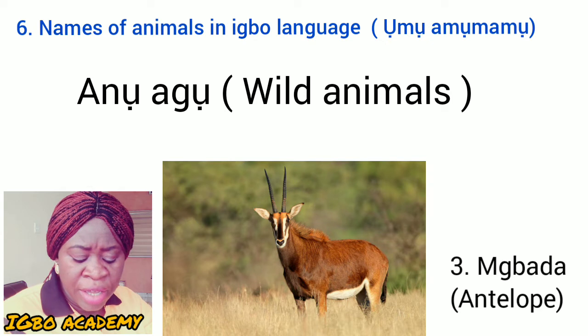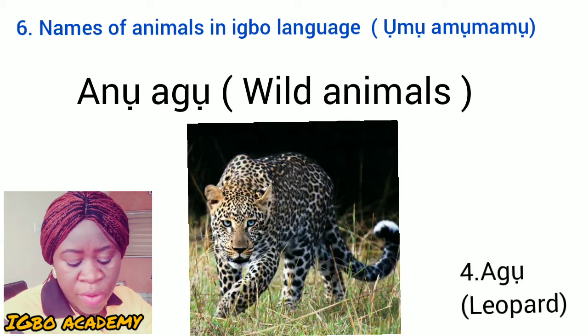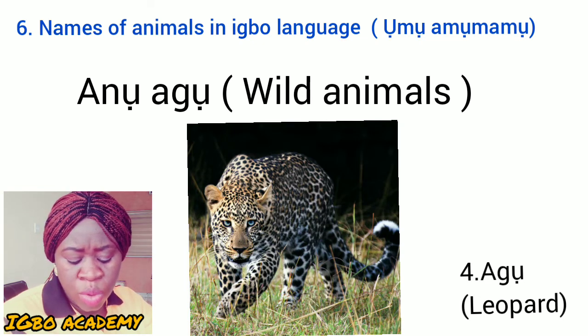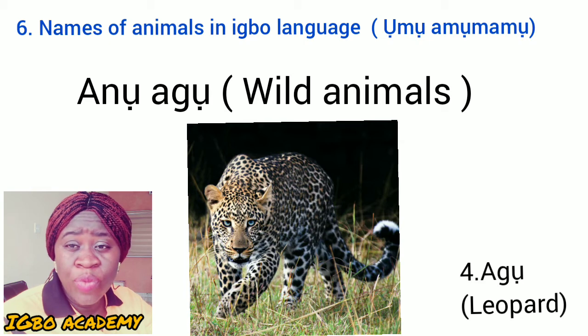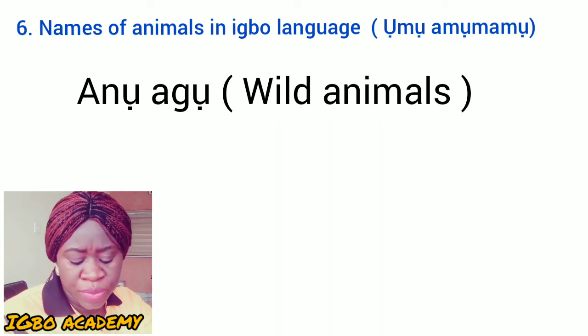Number 3, the antelope. Antelope is called Mbada. Number 4, the leopard. The leopard is called agụ.